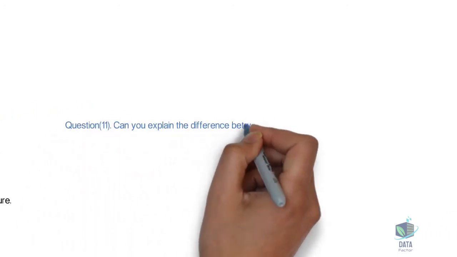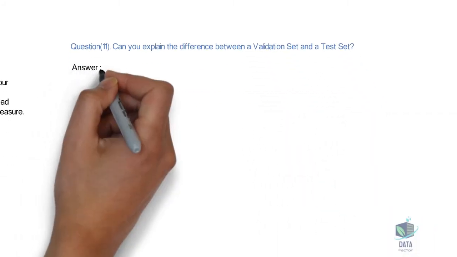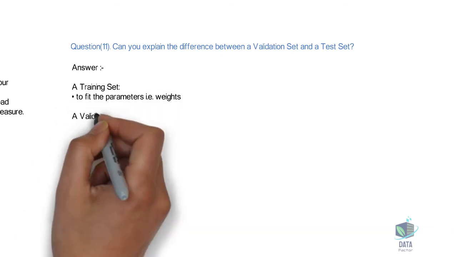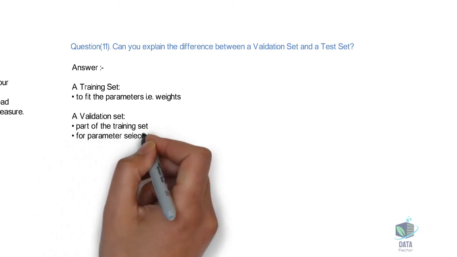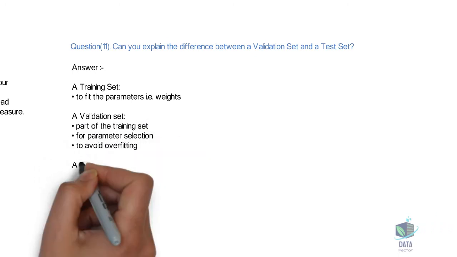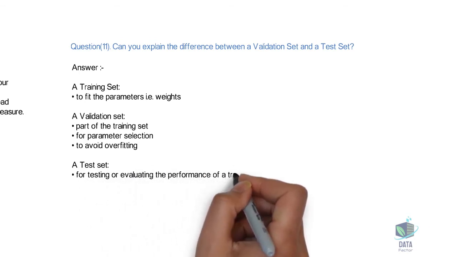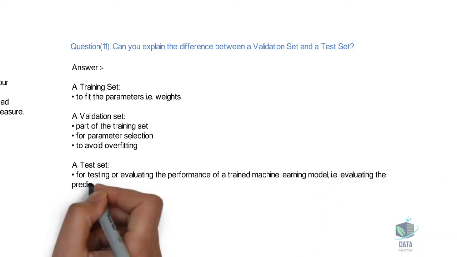Question 11. Can you explain the difference between a validation set and a test set? Answer: A training set is to fit the parameters, i.e. weights. A validation set, part of the training set, is for parameter selection, to avoid overfitting. A test set is for testing or evaluating the performance of a trained machine learning model, i.e. evaluating the predictive power and generalization.